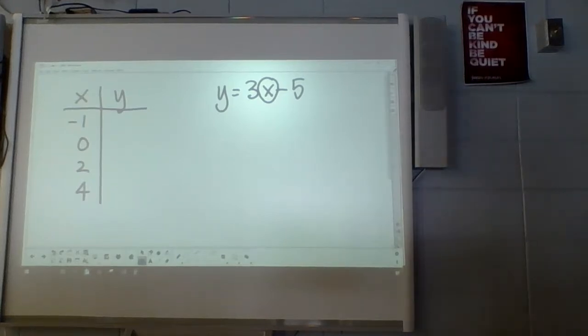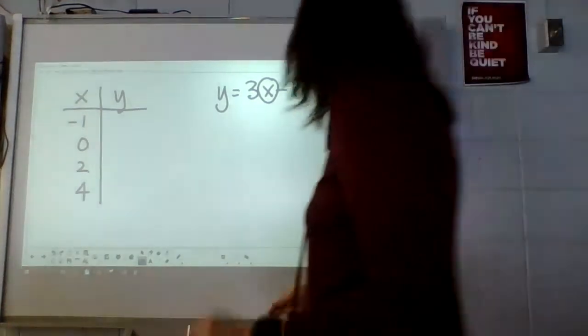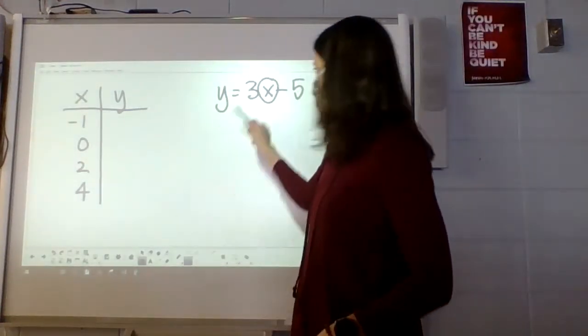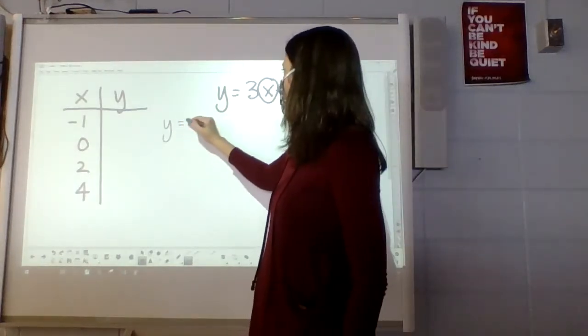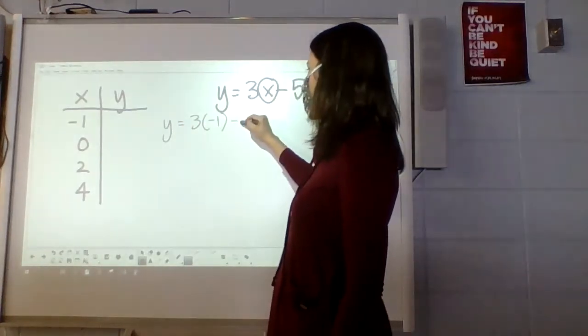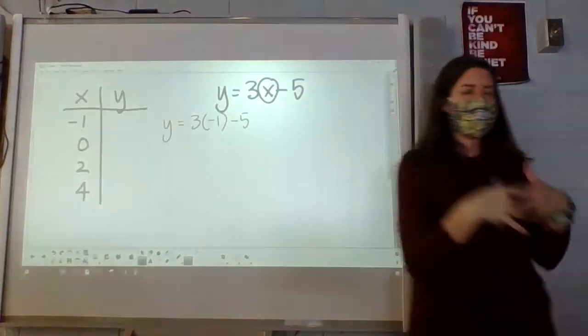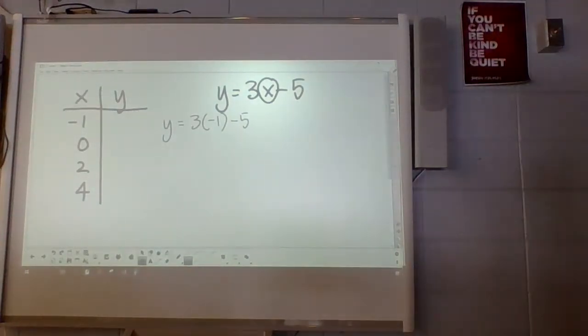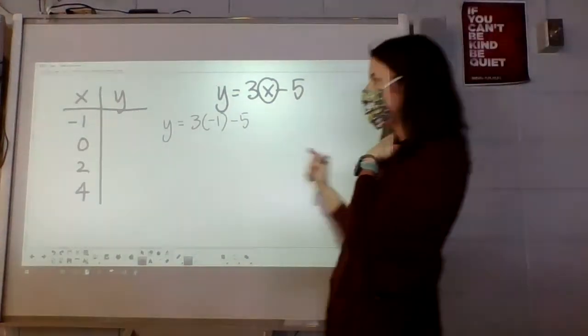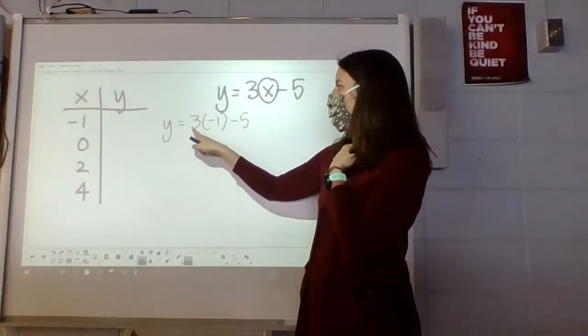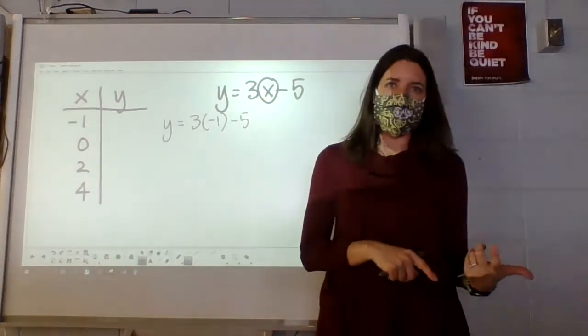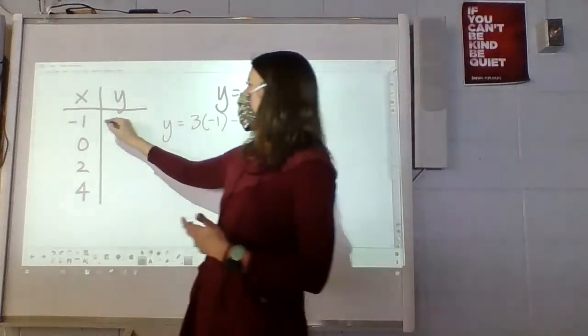are good. So guys, as we do this, we're putting these in for the x values. So y equals 3 times negative 1 minus 5. Now, since we start negative, that's always usually the toughest one. So just so you guys know, if that one threw you off, that's okay. It's usually the toughest one. 3 times a negative 1 is a negative 3. Minus 5 gives me a negative 8.